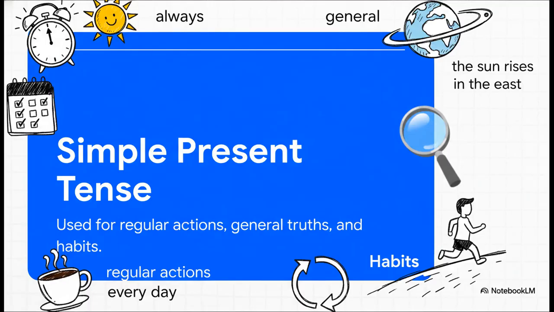Well, here it is. The simple present is what we use for basically three big things. First, actions that happen on a regular basis. You know, your routines. Second, for general truths, stuff that's just always true, like the sky's blue. And third, for your personal habits. Really, just think of it as the tense for anything you do always, usually, or every single day.